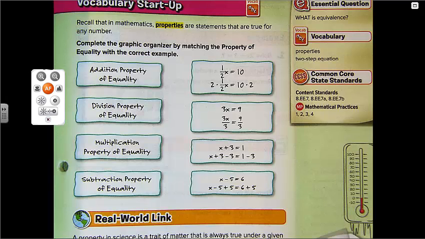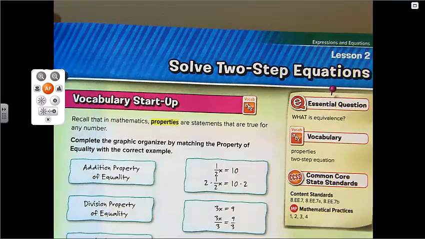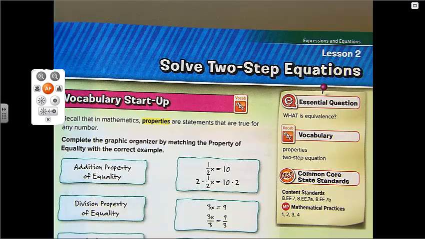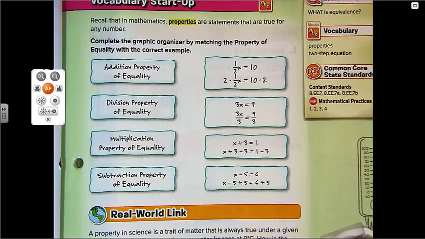Alright guys, today we're going to be talking more about how to solve equations. That's what this entire unit is about. So we're ready for lesson 2.2, talking about solving two-step equations. The first part of this wants us to complete this graphic organizer.